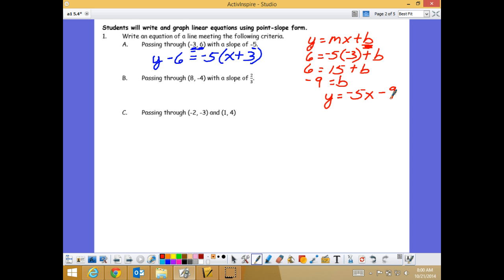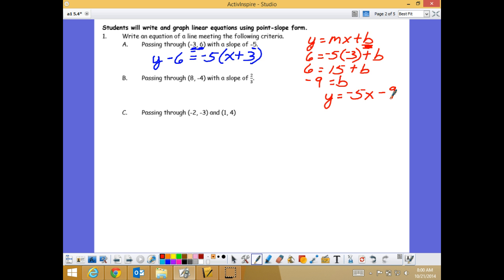So that's quite a bit more work to write it in slope-intercept form. Slope-intercept form has its advantages in certain situations. Point-slope form also has its advantages in certain situations, which is why we show you all the forms of the linear equation, because certain ones have certain advantages given certain situations.